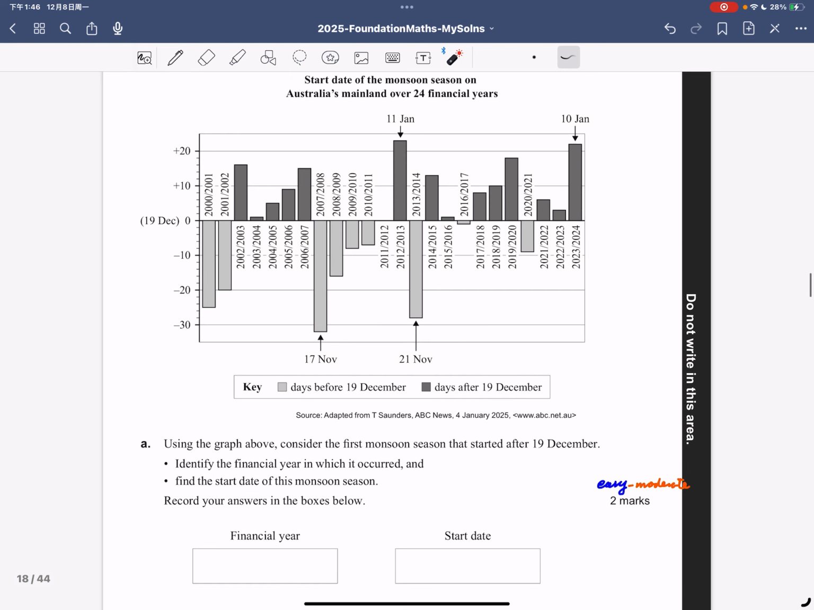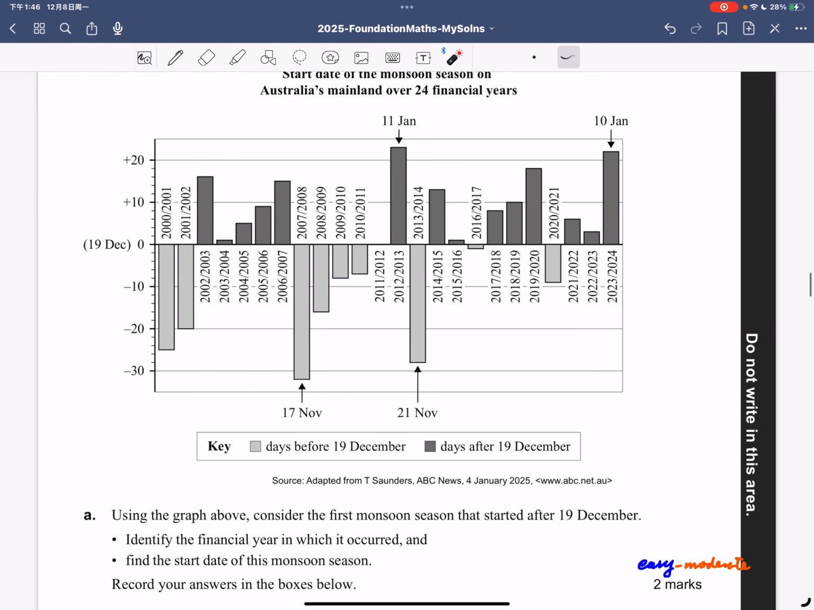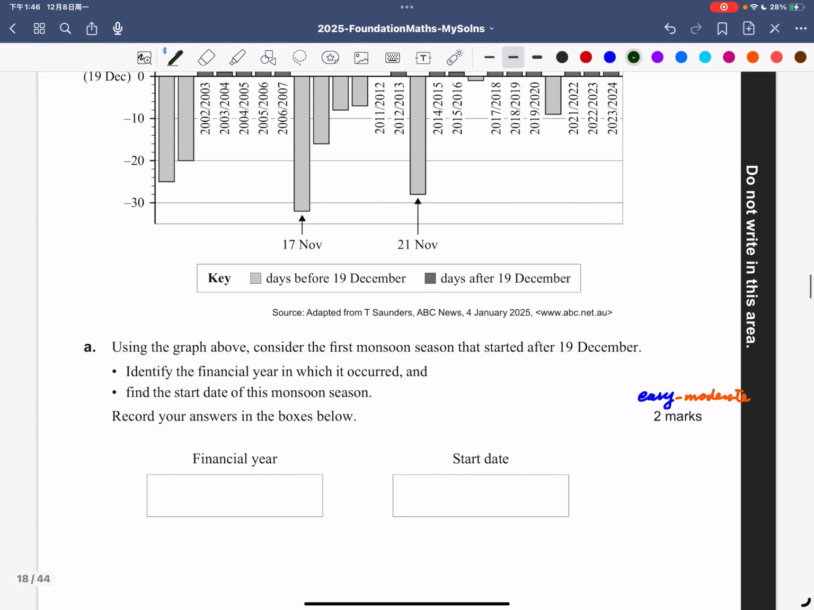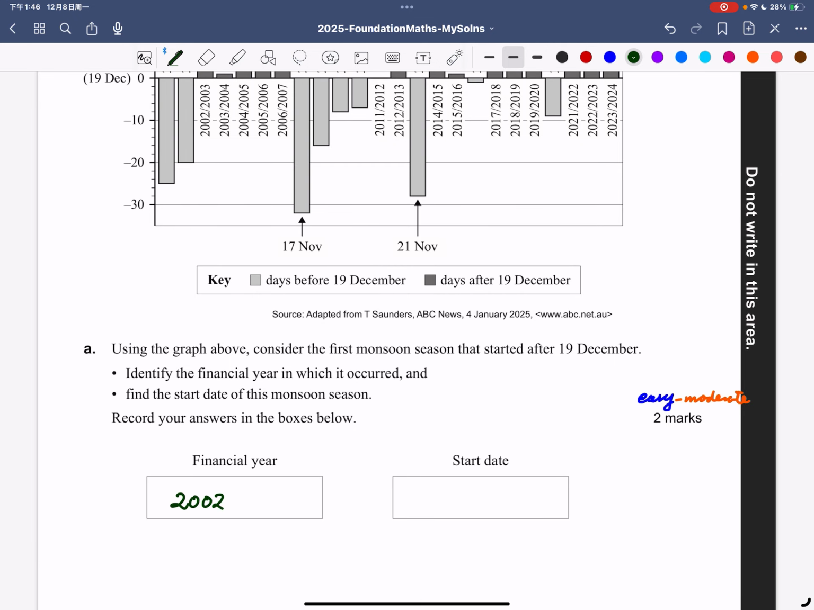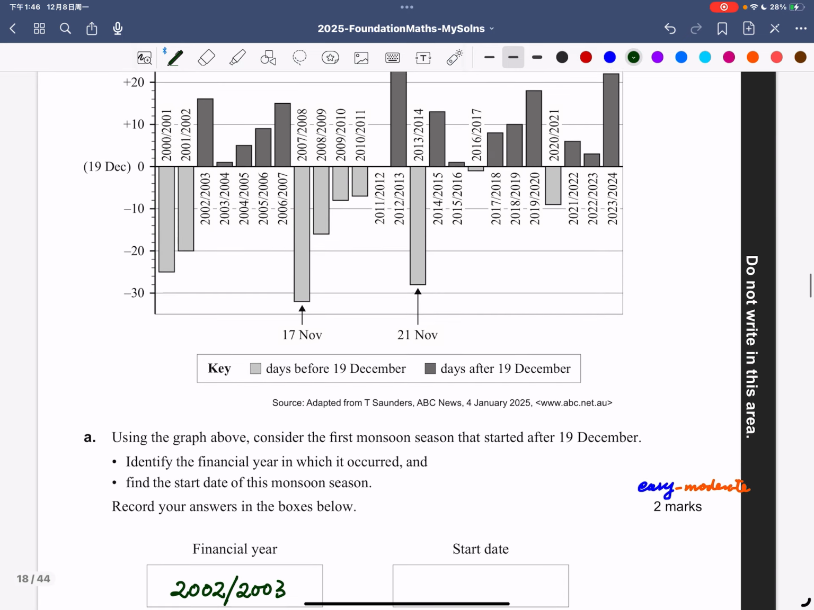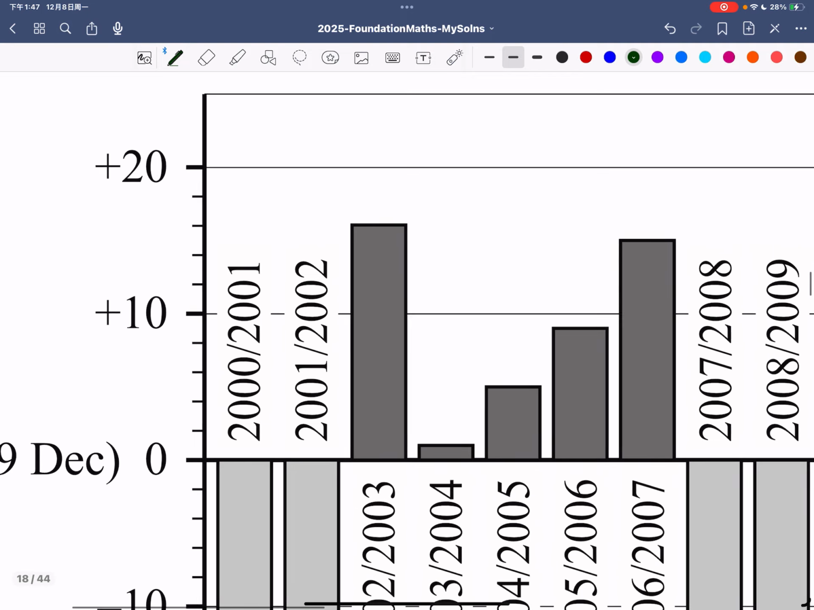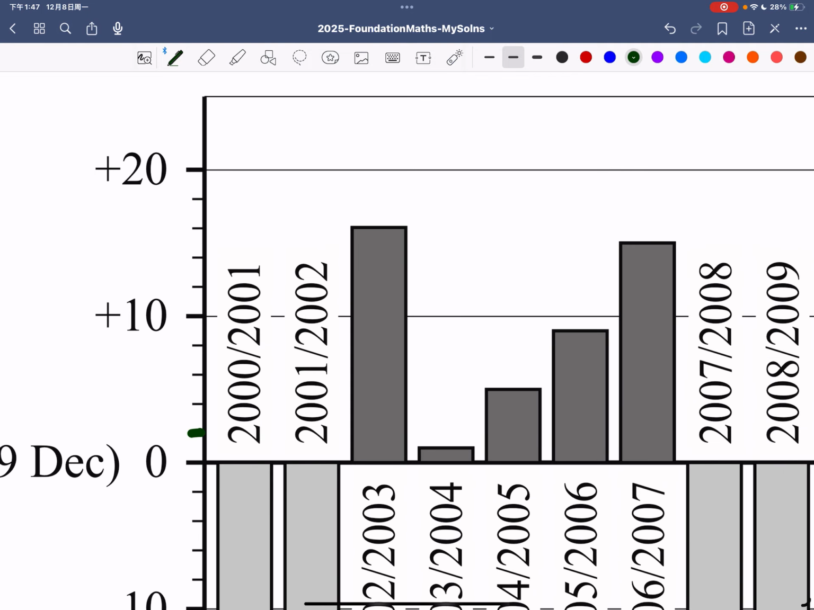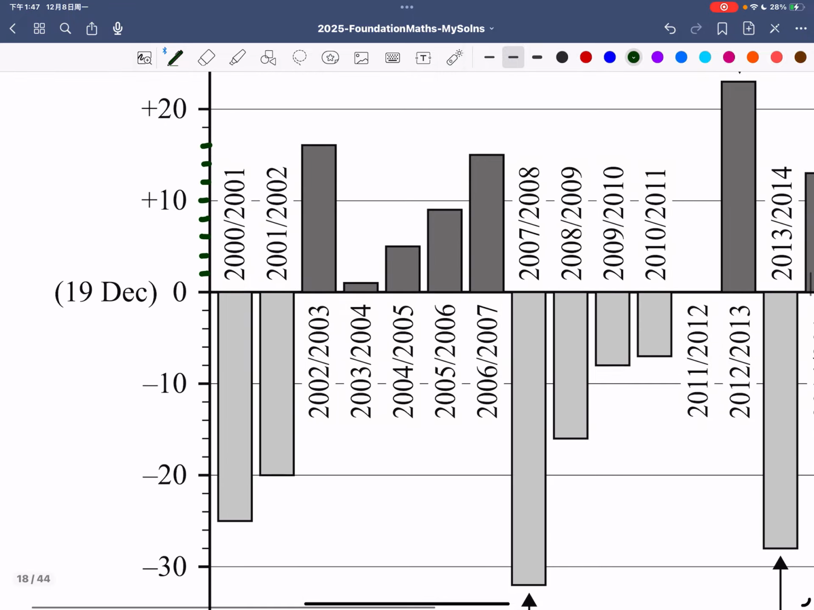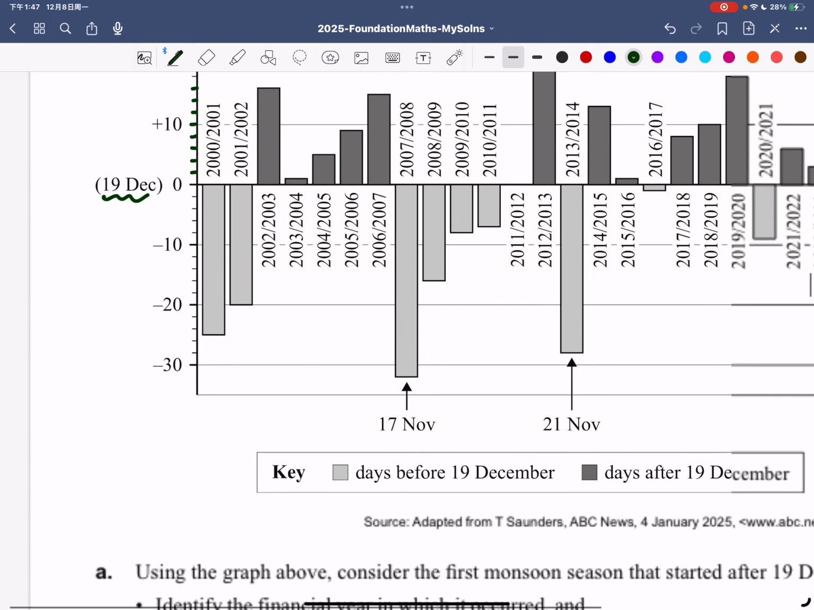So, let's have a look. We need that after 19th December, which is the first time it has, let's say, a spike above. Therefore, it's this column here. So I'm going to identify the financial year 2002 to 2003, okay? So this is the first time. And a start date. Now, have a closer look at this diagram here. So this is like 2, 4, 6, 8, 10, 12, 14, and then 16. So basically you count, let's say, 16 days ahead.